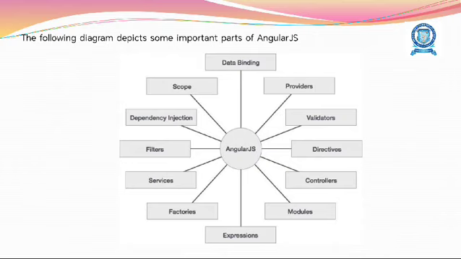This one is the architecture for the parts of AngularJS. It has data binding, providers, validators, directives, controllers, modules, expressions, factories, services, filters, dependency injection, and scope. These things all come under AngularJS.